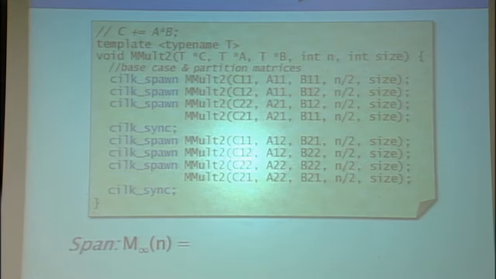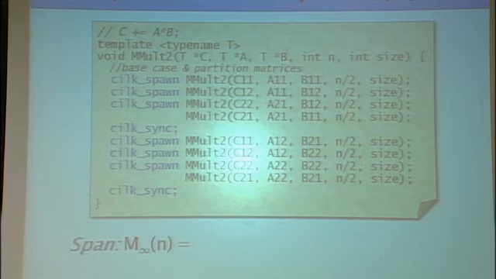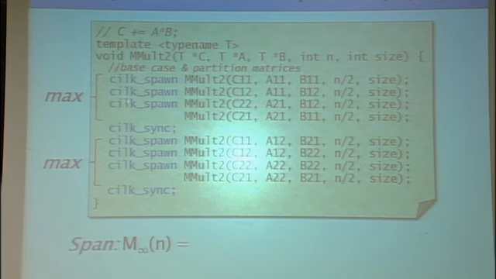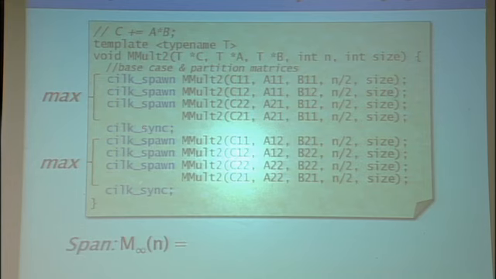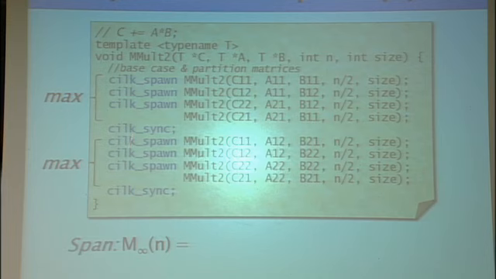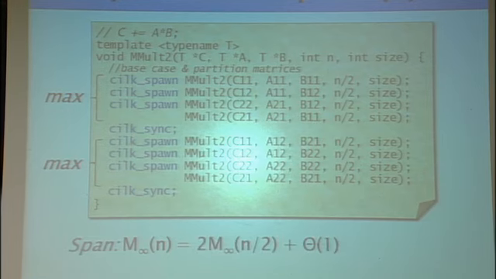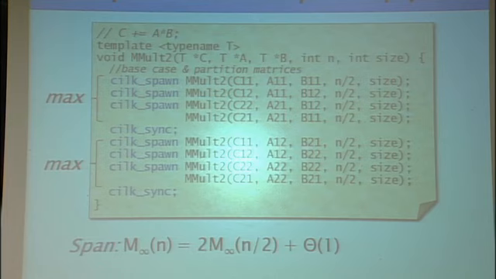So what is that? Twice the span of M of n over 2. That's right. Plus, so basically we have the maximum of these guys, the maximum of these guys, and then this is making those things be in series. So things that are in parallel, I take the max. If it's in series, I have to add them. So I end up with 2 M infinity of n over 2 plus order 1. Does that make sense?